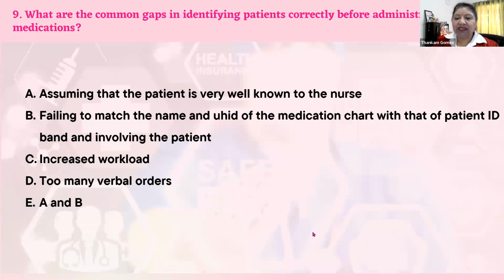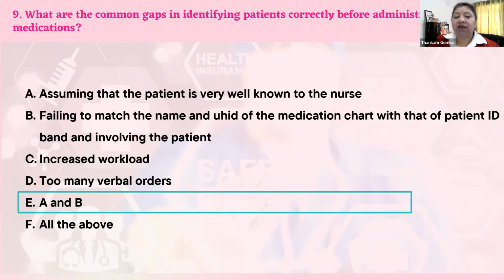Now we have discussed enough around this. I'm assuming that by this time, many of you know the answers. See, too many verbal orders should not be a choice at all, because that is up to the administration to make sure that there are not too many verbal orders. The answer will be A and B.